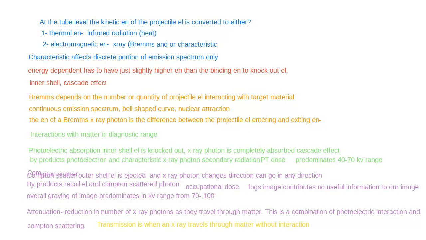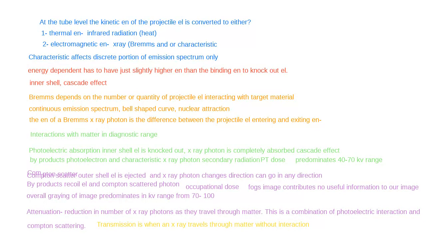Characteristic X-rays are not produced unless the projectile electrons reach a specific energy level, and it has to be right at that level, because once it goes too high or it's below that level, we won't have any characteristic X-rays being produced. Those characteristic X-rays are based on the K-shell binding energies of the target atom. Our target atom in X-ray is obviously tungsten.